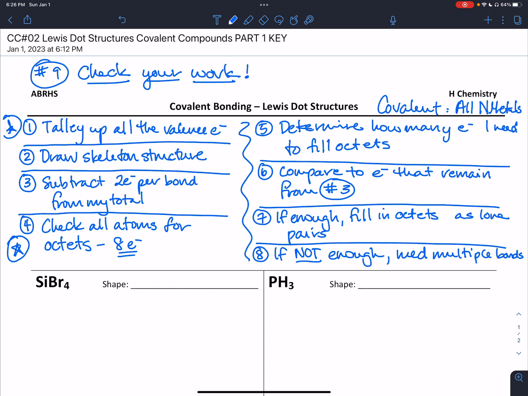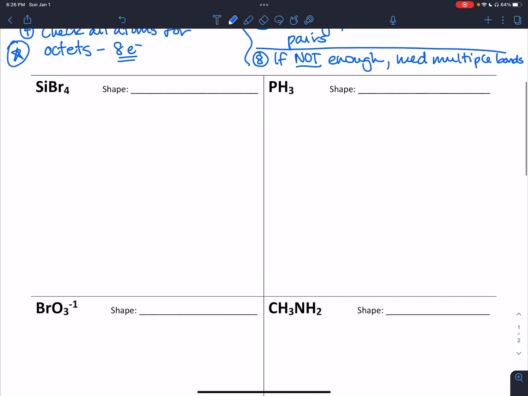If I have enough electrons, fill them in as lone pairs, and if not, add multiple bonds, all right? And then finally, check your work. All right, so let's go down here and try this first molecule. I've got SiBr4.